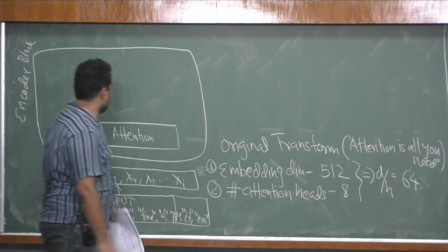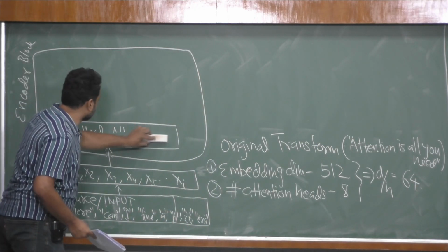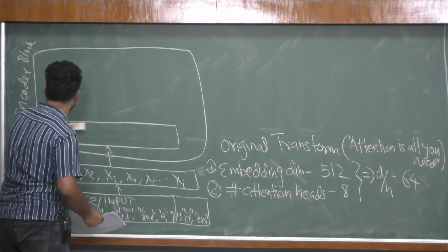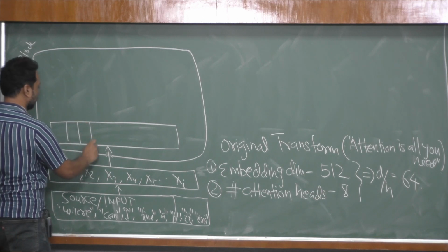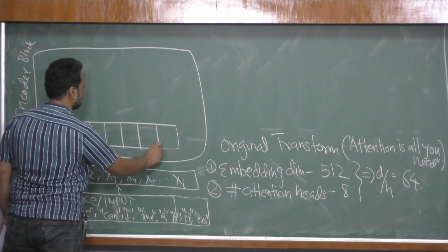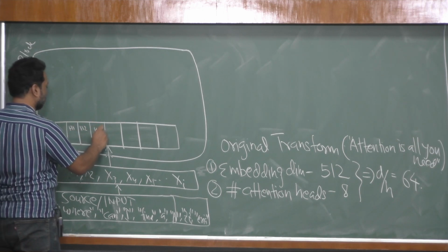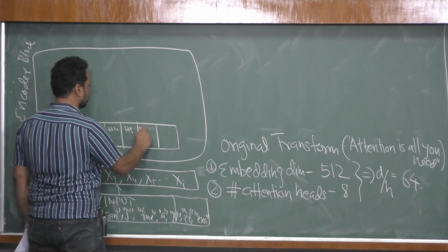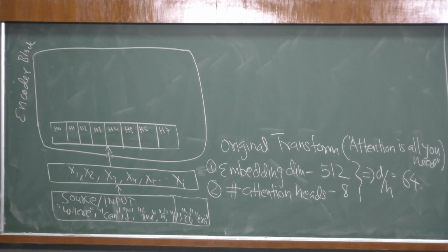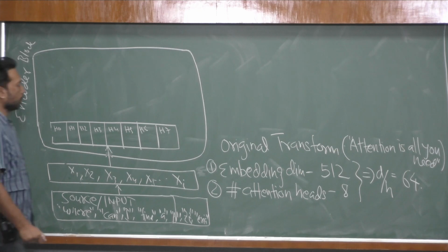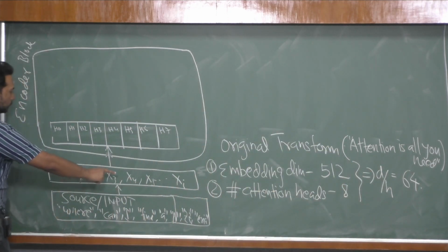So what does this mean from what we have understood? It means that this multi-head attention block has 8 heads: 1, 2, 3, 4, 5, 6, 7, 8. This is head 0, head 1, head 2, head 3, head 4, head 5, head 6, head 7. Because it starts from 0, the total is 8. And d by h is 64. The number of sequence elements in our case is I.